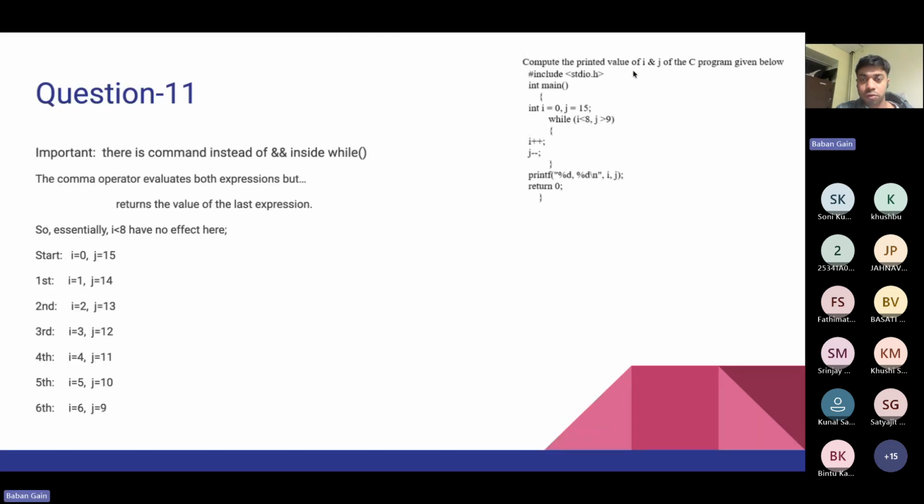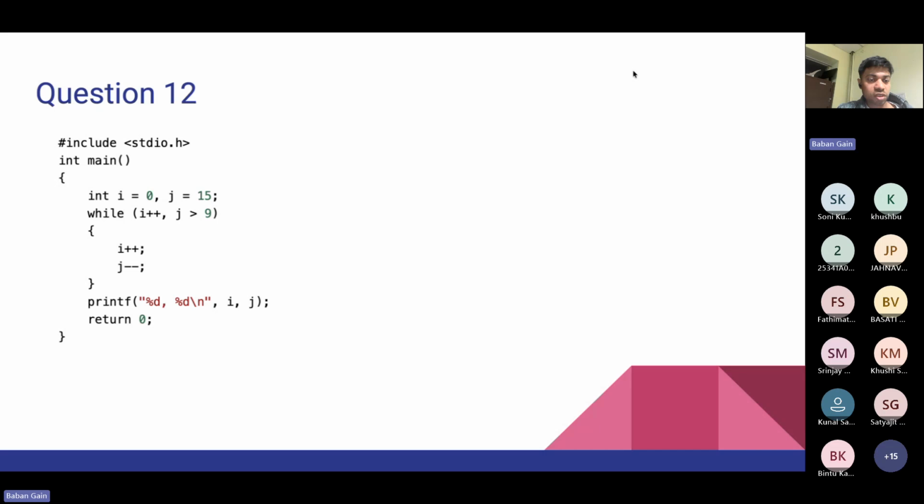So let me go to the next question then. Another thing, basically the same question, but instead of some condition, I have an i plus plus statement. So what will be the value here?